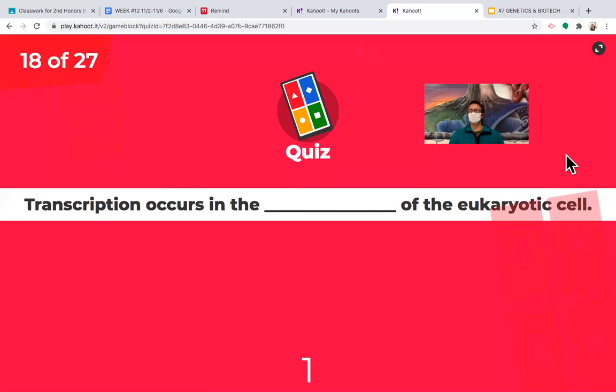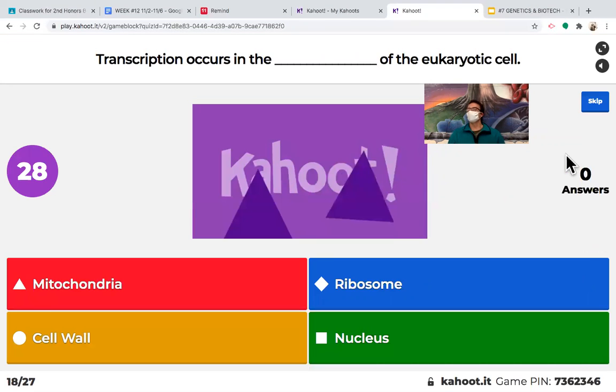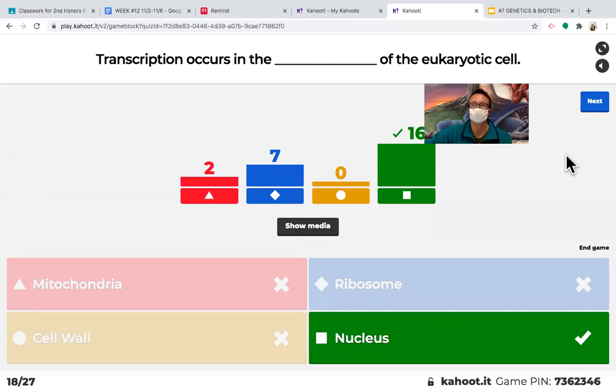Transcription occurs in the blank of the eukaryotic cell. So where is DNA transcribed into messenger RNA? If we're talking about a eukaryote. That would be the nucleus.